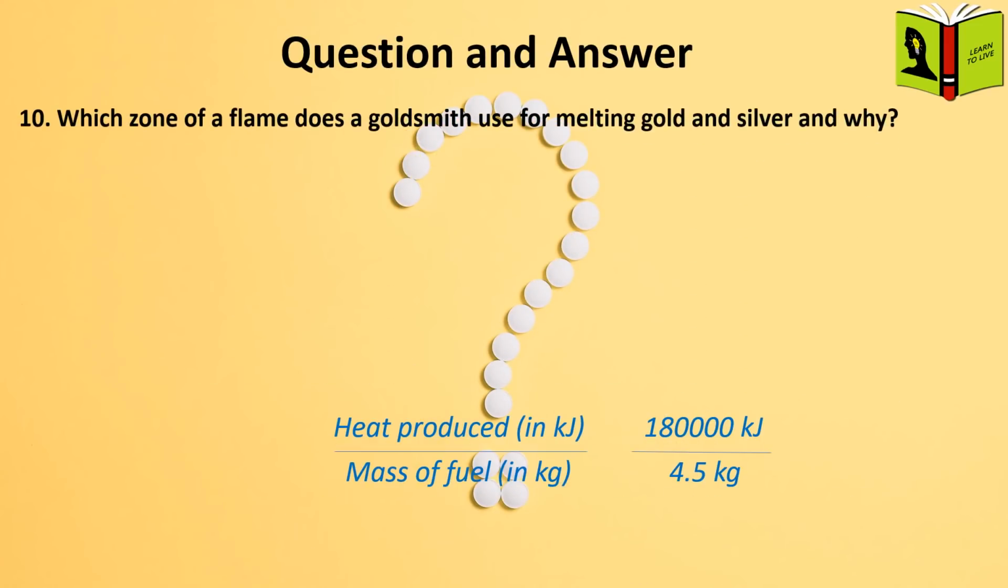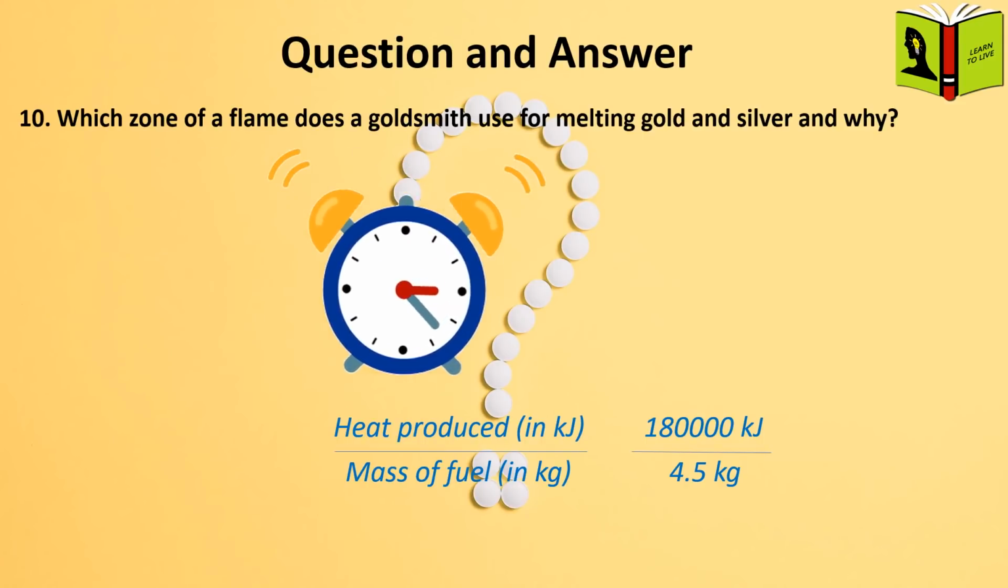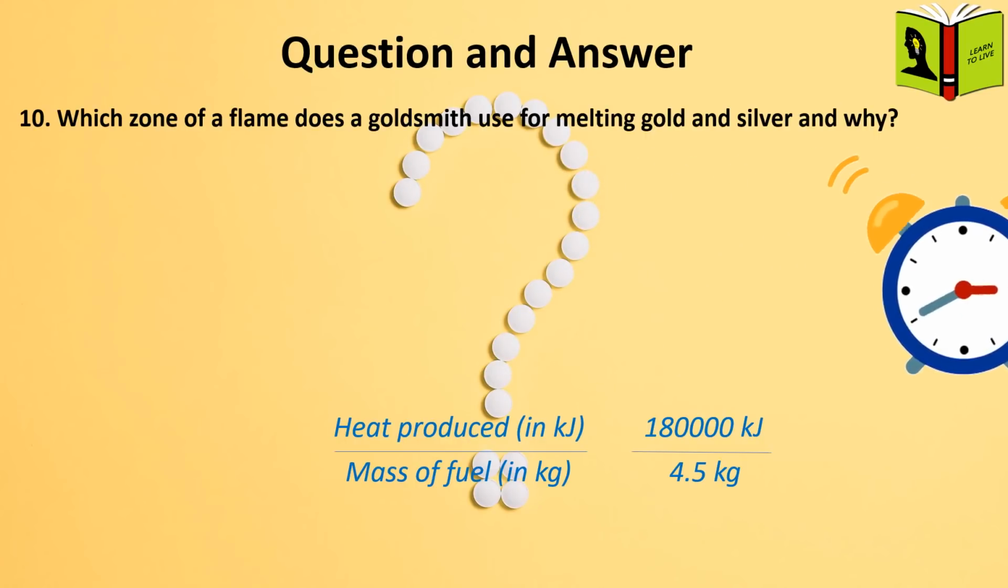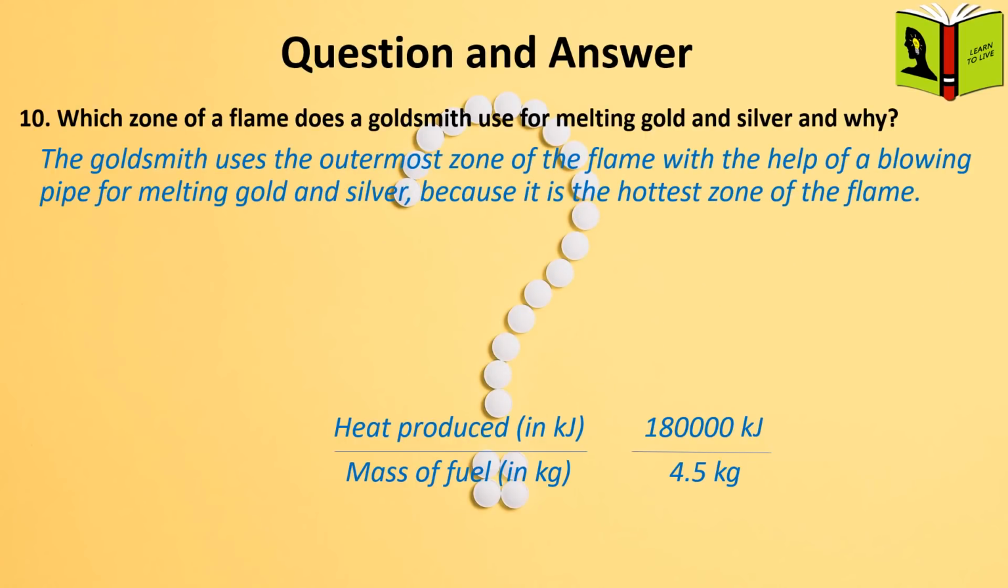Question 10. Which zone of a flame does a goldsmith use for melting gold and silver, and why? The goldsmith uses the outermost zone of the flame, with the help of a blowing pipe, for melting gold and silver, because it is the hottest zone of the flame.